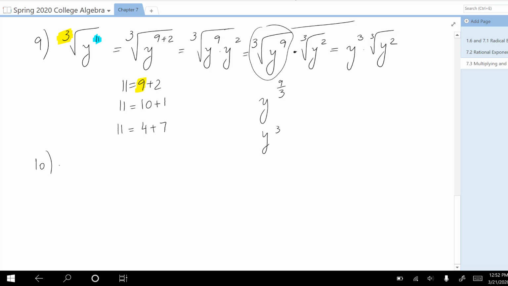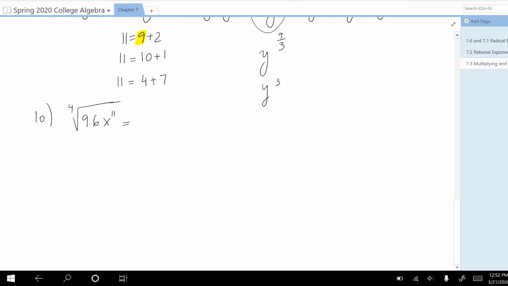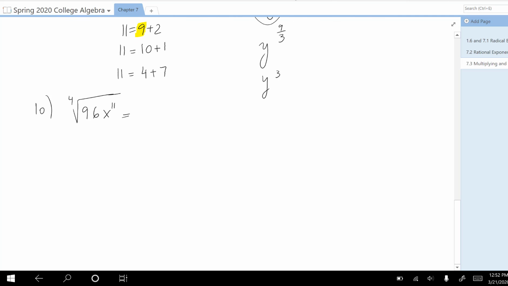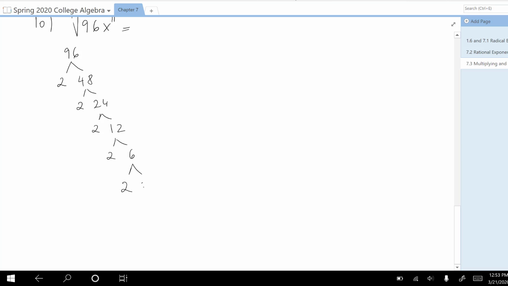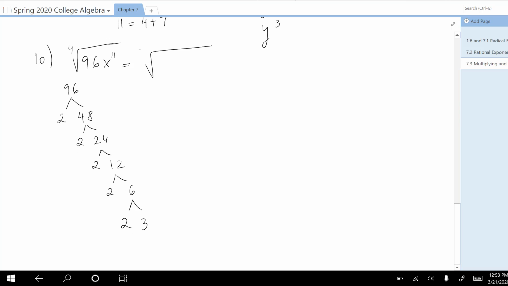One more problem. 4th root of 96 x to 11. So, the question is, what number raised to the 4th is 96? Or do I have a perfect 4th power there? So 96 is 2 times 48. 48 is 2 times 24. 24 is 2 times 12. 12 is 2 times 6. And 6 is 2 times 3. So basically, I can write this problem as 4th root of 2 to what power? 1, 2, 3, 4, 5 times 3 times x to 11.